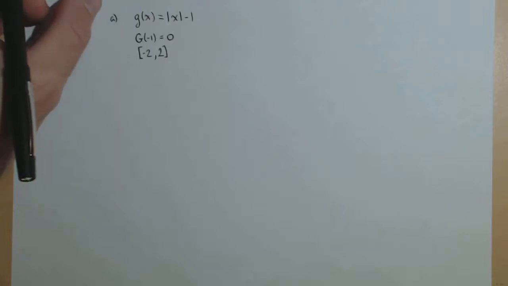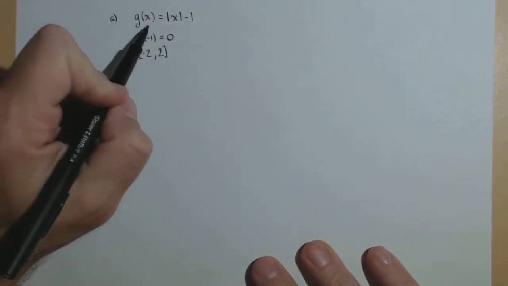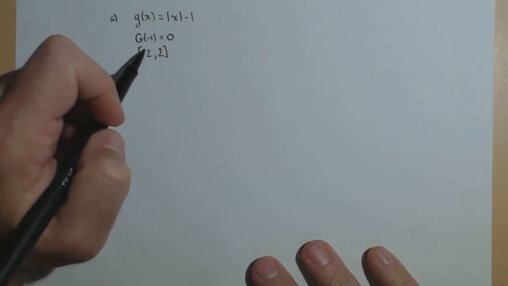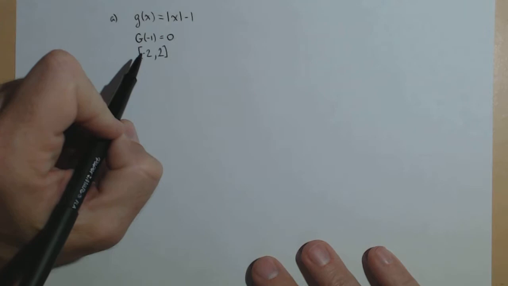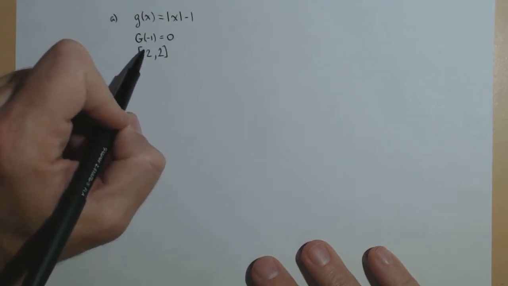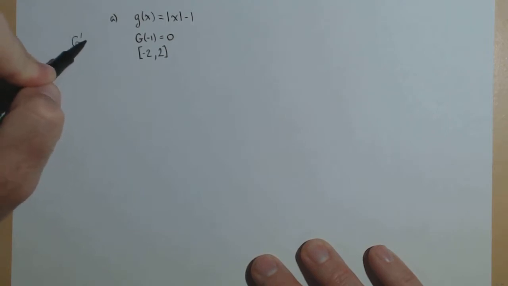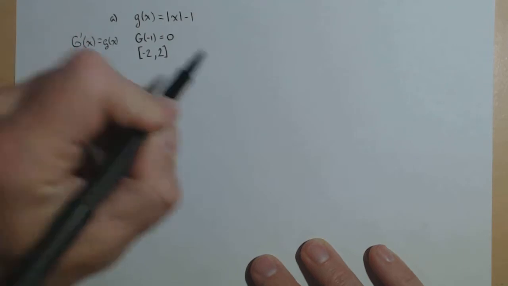In activity 5.2a, we're given little g of x equals the absolute value of x minus 1, and capital G of negative 1 equals 0, and we're going to draw the graph of capital G given that initial condition, where capital G is the antiderivative of little g. In other words, where capital G prime of x equals little g of x.